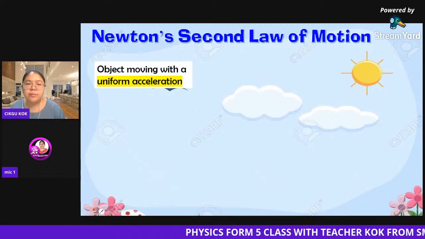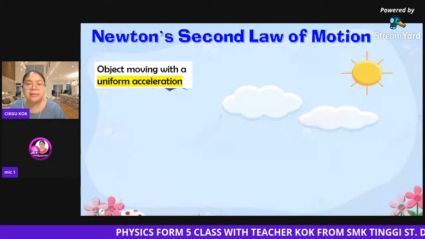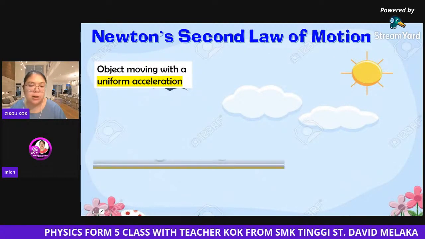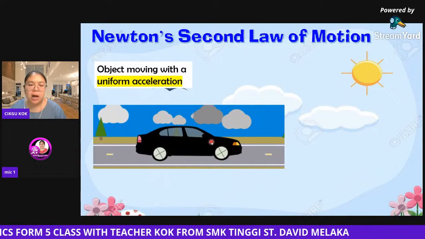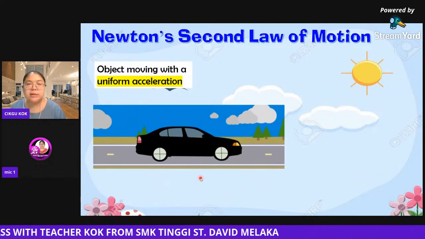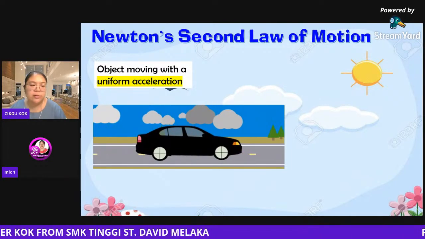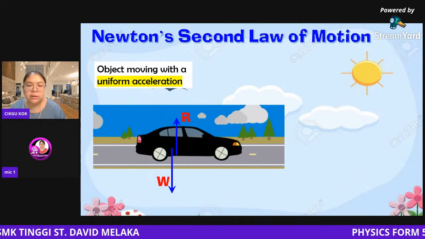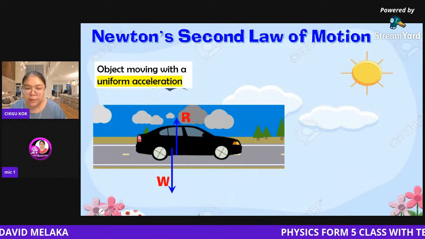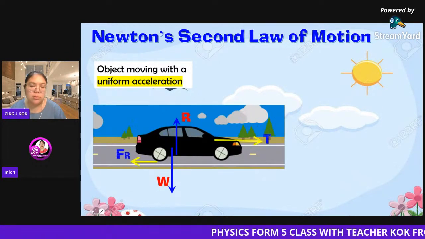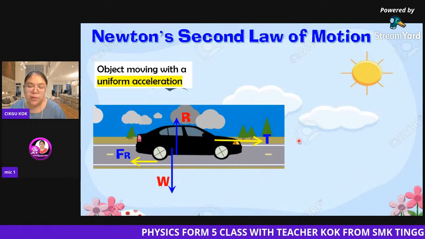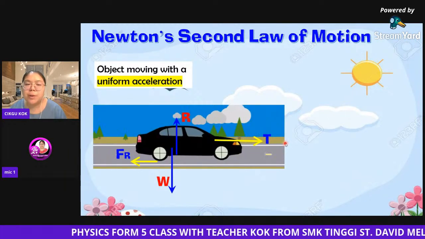Now the object is moving with uniform acceleration. It picks up speed, so the car moves very fast already. You can see the car moves very fast. From here we still label: we have R and also W. Now we also have friction and thrust.